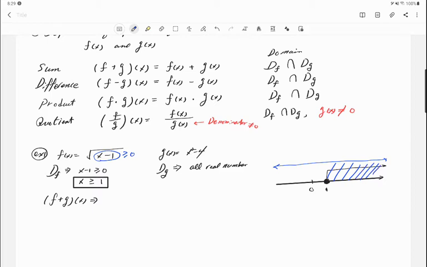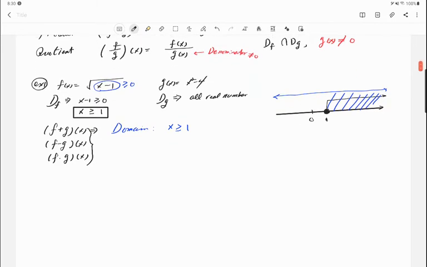Right? So the domain will be what? x is greater than or equal to 1. Even f minus g is also the same. f minus g is still the same, and then f times g of x. All these three have the same domain: x is greater than or equal to 1.